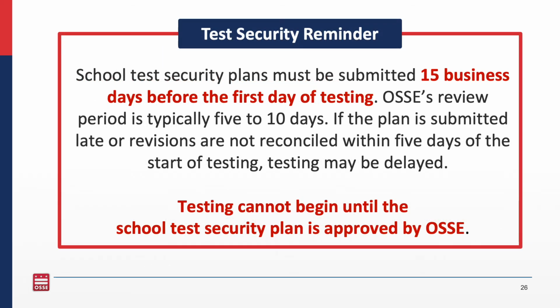A test security reminder. Typically, test plans are submitted 15 business days before the first day of testing. We understand that there may be changes in sticking to the traditional timeline due to the rapidly changing landscape at schools. OSSE is prepared to work with schools and LEAs in order to get the plans approved. However, testing cannot begin until school test security plans are approved by OSSE.